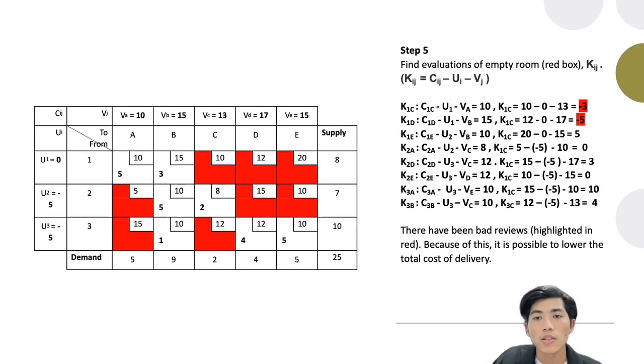Next is step 5. We are going to find the evaluation of empty spaces in the red box. This is the formula, same as before. There are negative evaluations highlighted in red. Because of this, it is possible to lower the total cost of delivery. So the negative evaluations are -3 and -5.